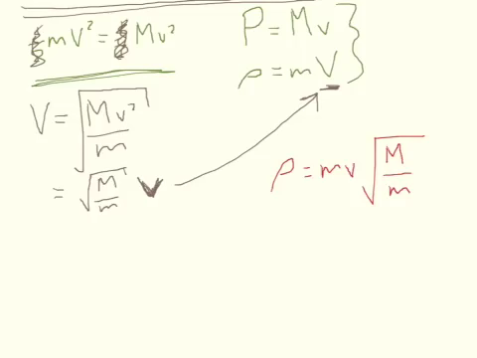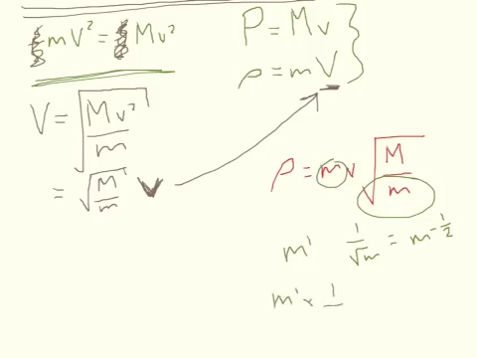Okay, we're going to have to zoom in a little bit. We can reduce that down just a little bit because this part here, 1 over square root m, is equal to m to the minus half. Okay, and this m here is m to the power of 1. So we're multiplying those two together: m to the power of 1 times 1 over square root m, or m to the negative half. That equals m to the half, which is square root m.